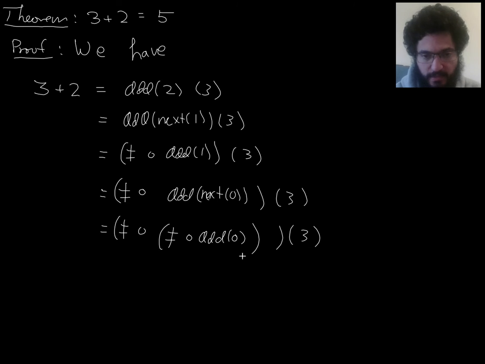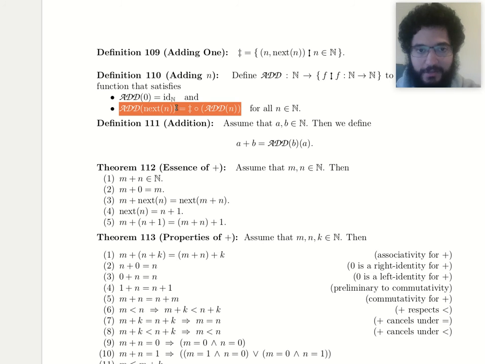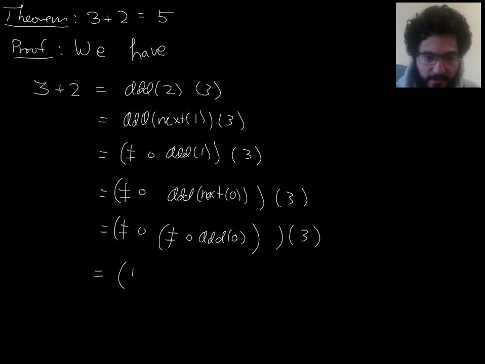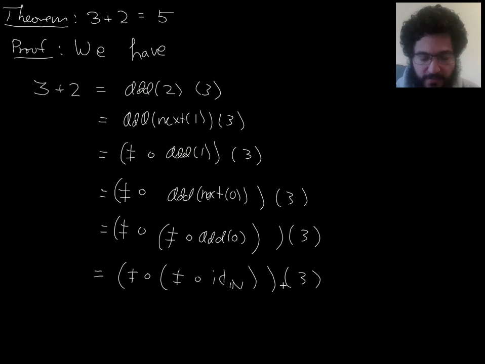It's this, right? Then add 0. Okay, finally something that I directly know what it is from the definition. It's the identity. So here I have this composed with the identity. All right, so this was again by the definition of add, this time the starting point rather than the recursion rule. And let's see, I have a few options now.